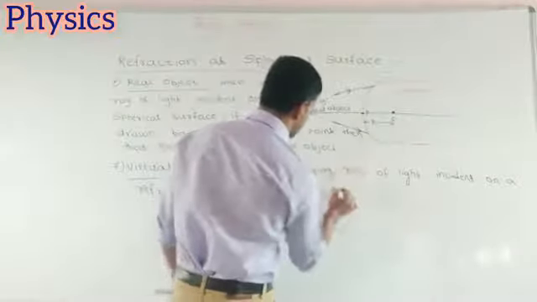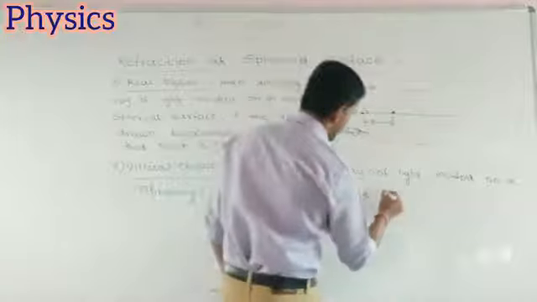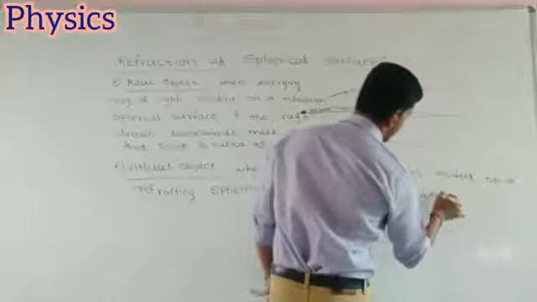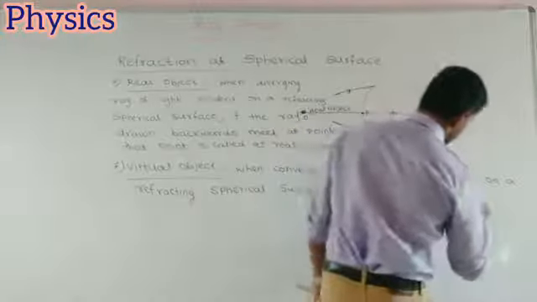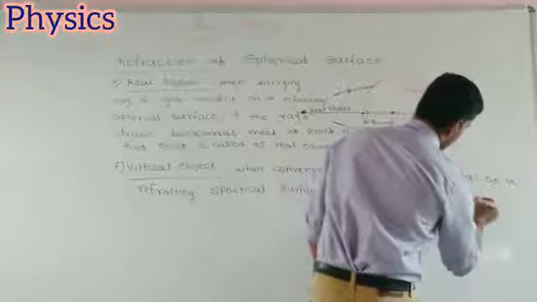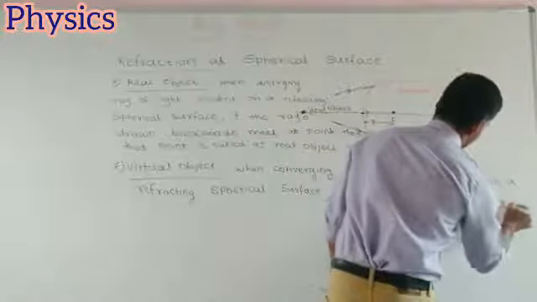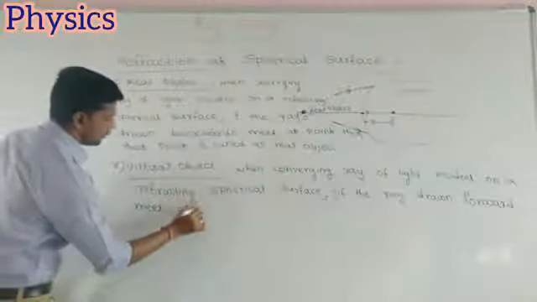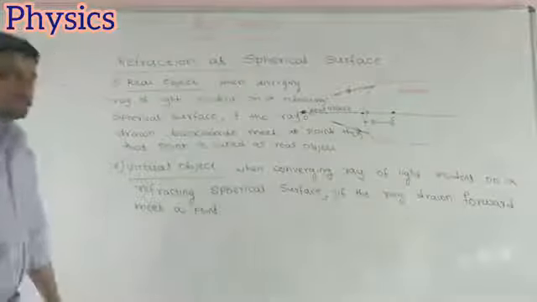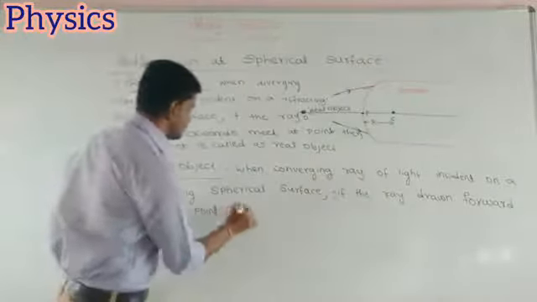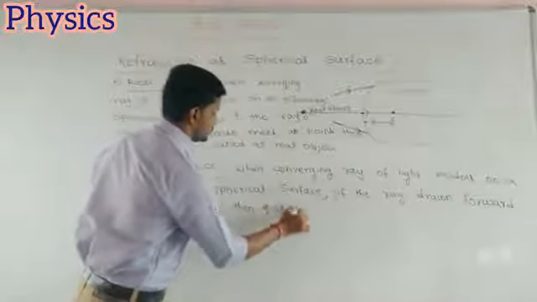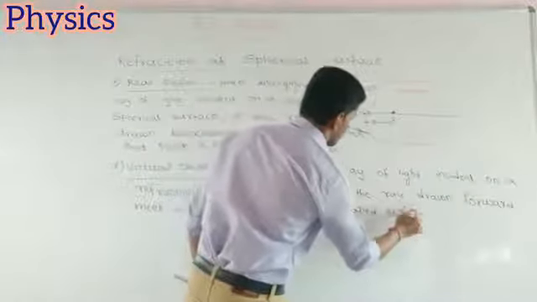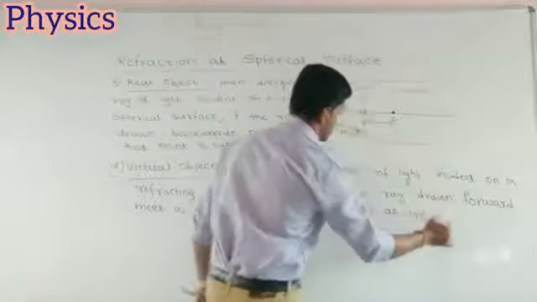If the ray drawn forward will meet a point, then that point is called as a virtual object.